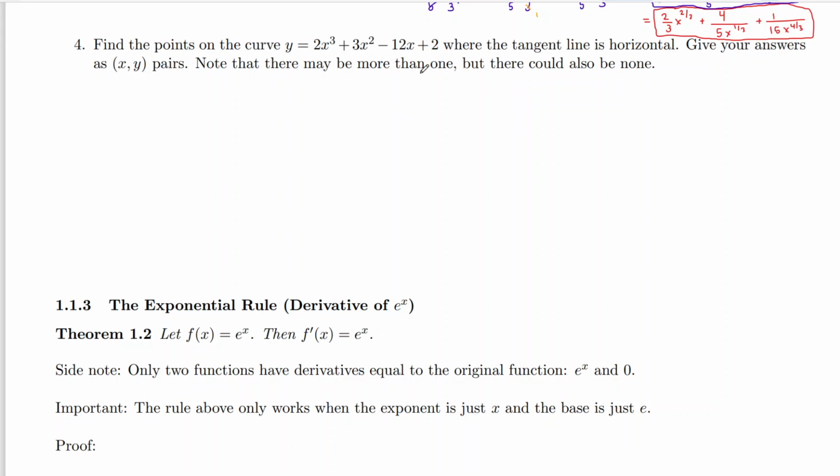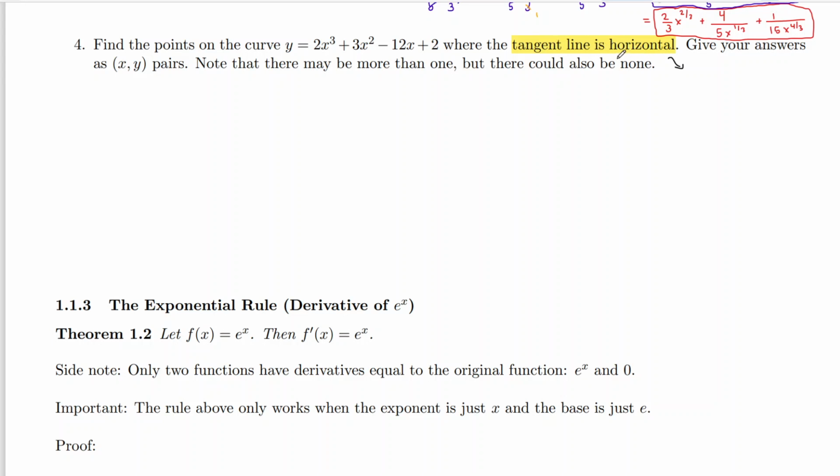It says, find the points on the curve y equals 2x cubed plus 3x squared minus 12x plus 2, where the tangent line is horizontal. So what does the tangent line being horizontal mean? Well, the tangent line is a line. If it's horizontal, what does that mean its slope is? The slope is 0.